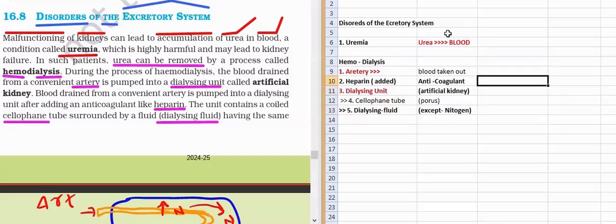Next, what happened? Number 6. That is what happens here. The process of diffusion occurs, which means it removes nitrogen. Next, nitrogen will be sent out. Nitrogen moves outside.